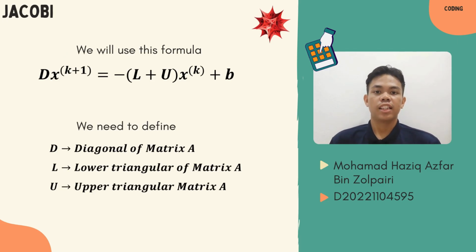Next, we will use the formula of the Jacobi method and define it in Mathematica. The formula is D multiplied by x at k plus 1, which is the next iteration, equal to the negative of L plus U multiplied by x at the current iteration, plus B. Here, D is the diagonal matrix of A, L is the lower triangular matrix of A, and U is the upper triangular matrix of A.